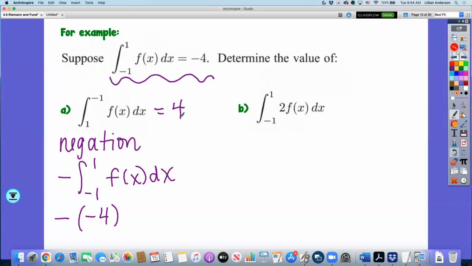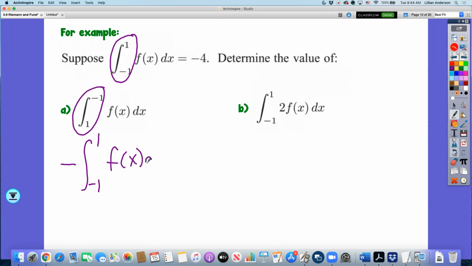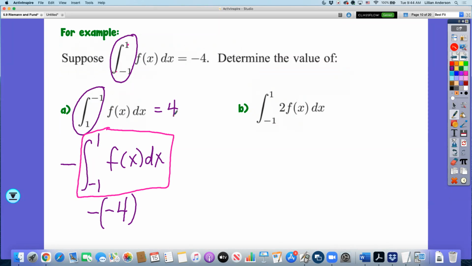Can you do that one more time? Since the bounds of what we were originally given are switched in this problem, we can switch them back by using the negation rule. And since we know that the integral from -1 to 1 of f of x dx is equal to -4, we can replace this entire expression with the -4. And since there's a negative on the outside, it just becomes positive.